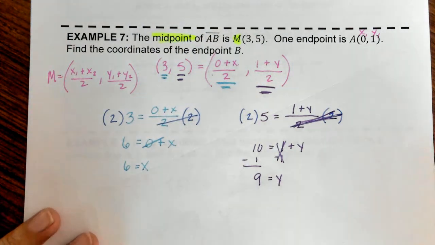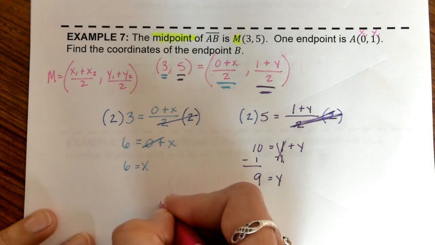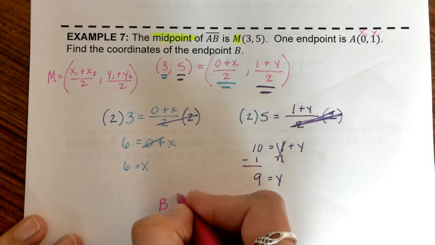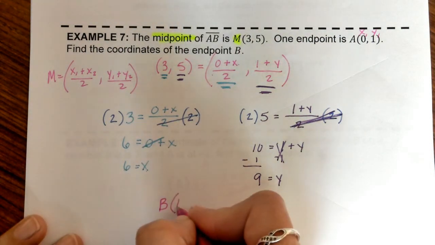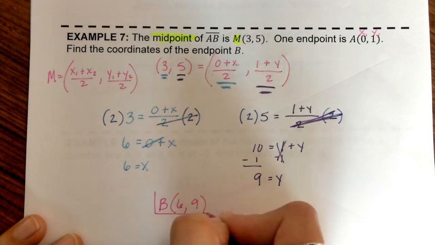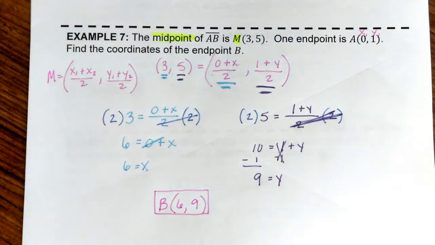So, in the long run, when we're finding that midpoint, our other endpoint B's coordinates are going to be at 6 for the x, 9 for the y. All right, and that is it. We are done with that and done with this unit's notes.